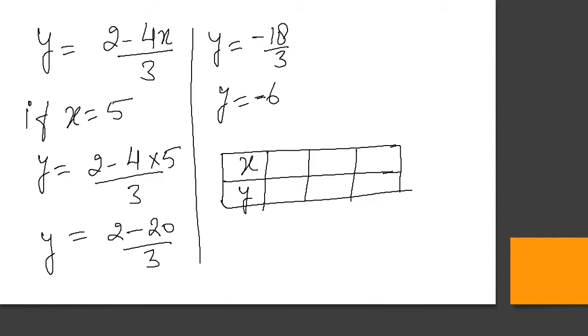So in the second case, first of all I took minus 1 and I got 2, and I took 2 and I got minus 2, and here I put 5 and I got minus 6. So this is the table for the second equation. I am writing the equation above the table, so it will be easy to catch that these values are coming from this equation.